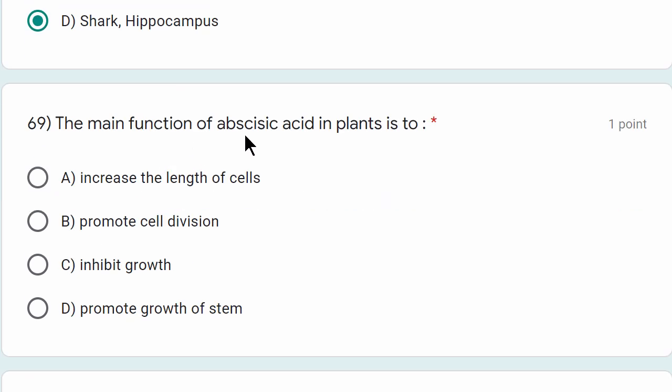The main function of abscisic acid in the plants is to inhibit growth.